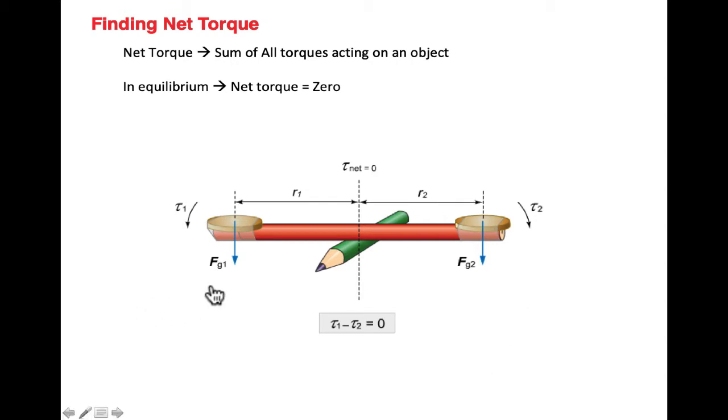Let's look at this coin. Its weight is Fg1 and its distance from the center is R1. So the torque produced by this coin would be Fg1 times R1. And because its sense of rotation is counterclockwise, it would be positive. The torque produced by this coin on the right would be its force, which is Fg2, times its distance from the center, which is R2. And because this torque is clockwise, it would be considered negative. So this torque would be Fg2 times R2. And this is how we report the net torque: tau1 minus tau2.